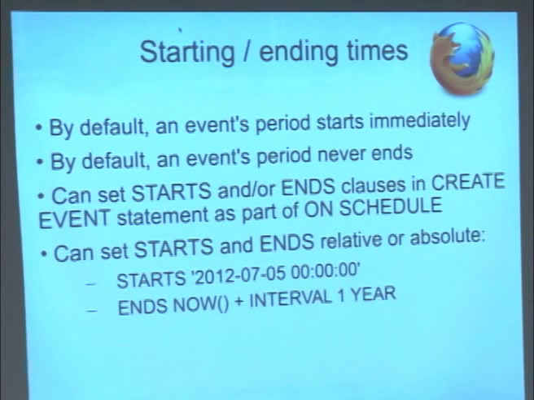So you can actually set the period that it starts and ends in by using the STARTS or ENDS clauses in the CREATE EVENT statement. And it's part of the schedule. So there's a clause on schedule, and that contains not just whether it's recurring or a one-time, it also has the start and end. So you can say it's relative, it ends now plus interval 1 year, or you can have absolute, which is the exact time you want it to start or end. So you can do either one of those. You can use relative or absolute, and you can mix them. You can say starts 2012 0705 0000 plus 1 day if you really want.